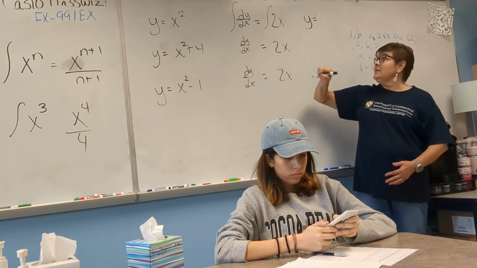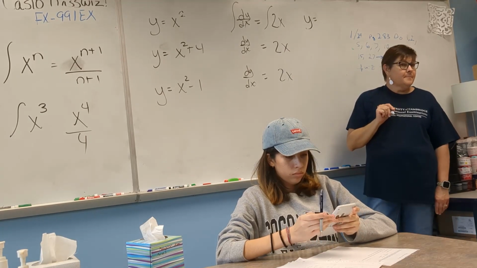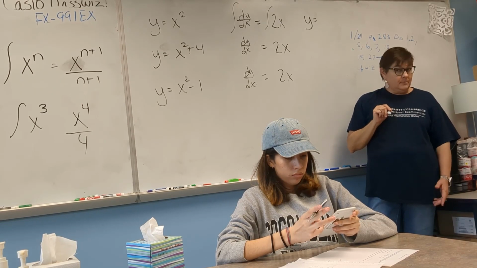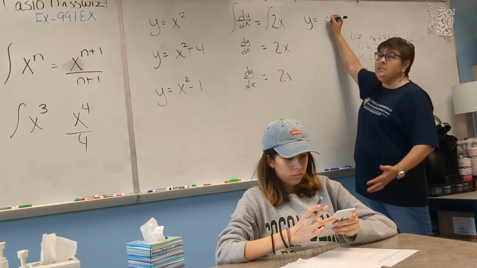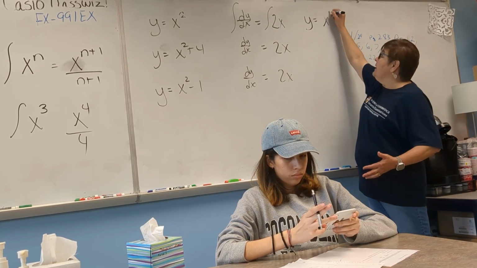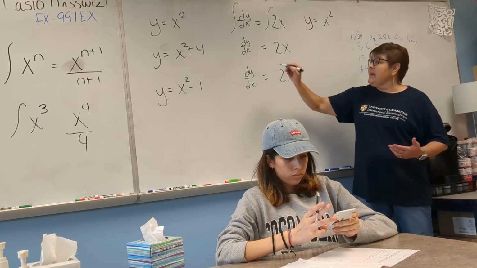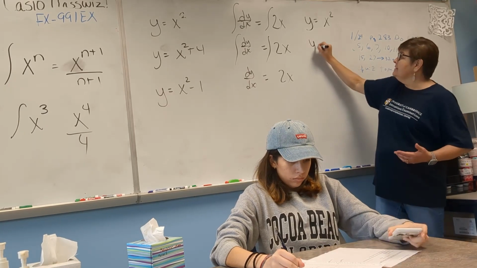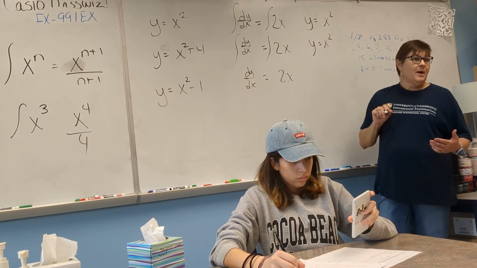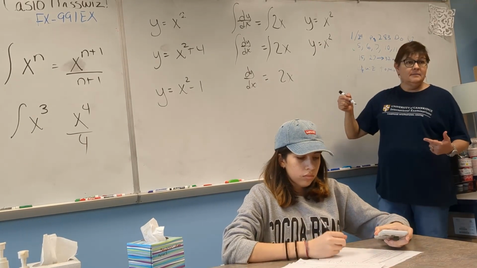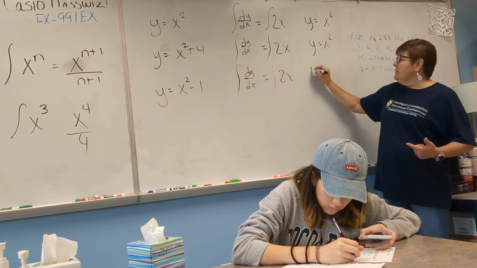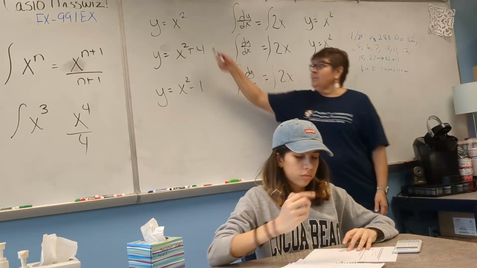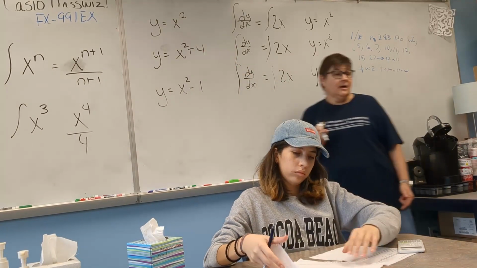Now I would like you to integrate 2x, please. 2x squared over 2, which reduces to x squared. Yes. Do this guy for me. Same thing. Okay, we got a problem. What about this guy? Also the same thing. However, do we understand that they were not the same thing when we started?